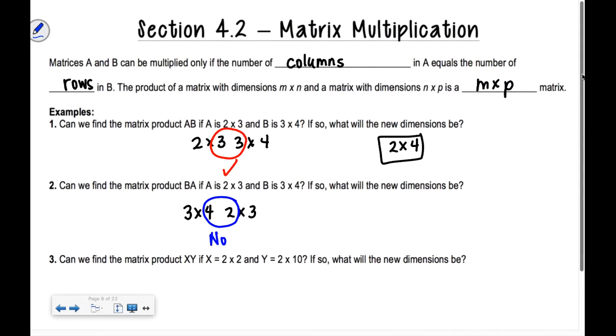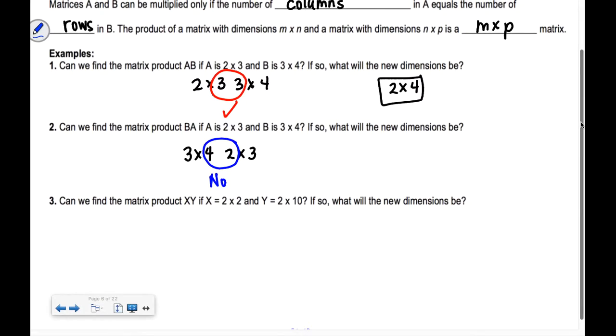All right, and then it says, what if we have x times y, and x is 2 by 2, and y is 2 by 10? Do we have the same middle numbers? Yes. So what will our new dimension be? 2 by 10. So you cannot move them around. We can't do y times x, but we were able to do x times y.